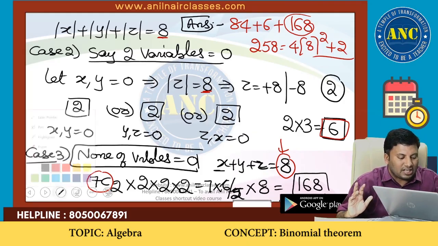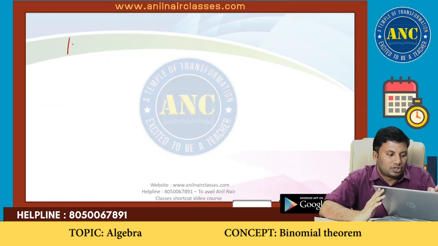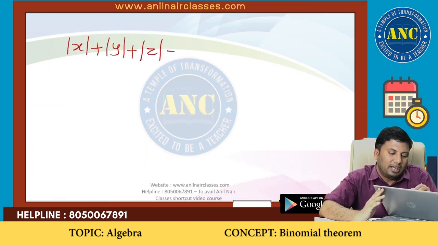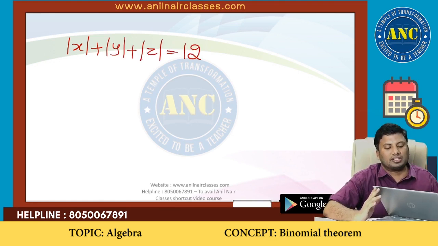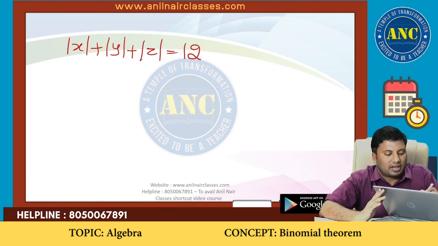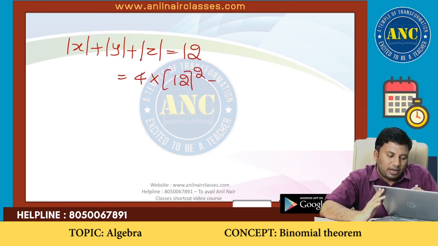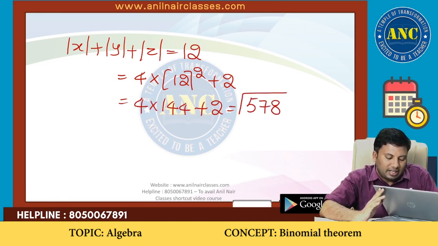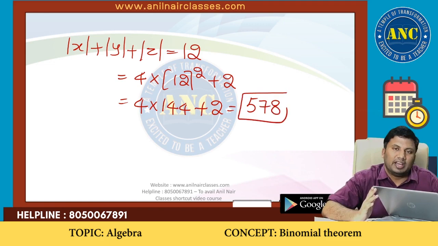Single step, case 1, case 2, case 3. So if the question is this, there is no need to solve it. If anybody asks for the proof also, you can say |x| + |y| + |z| = 12. The answer is 4 into 12 square plus 2. This is nothing but 4 into 144 plus 2. The answer is nothing but 578. I hope the idea is clear.